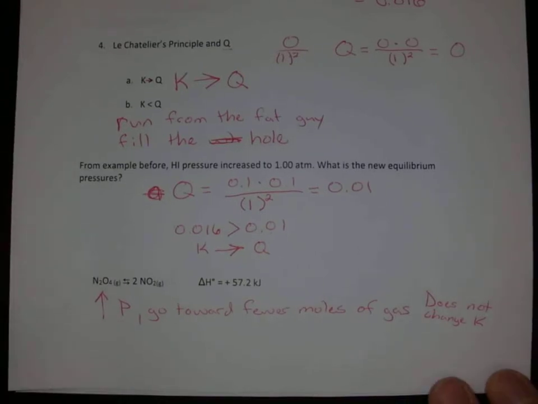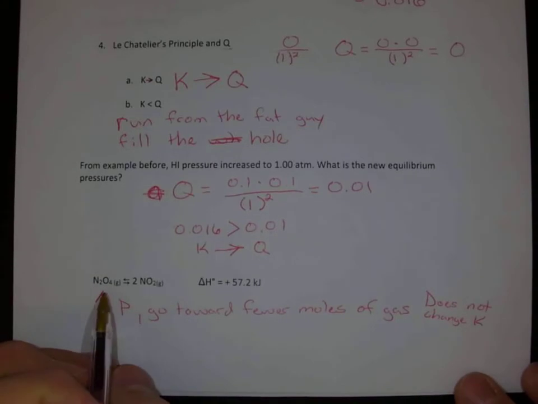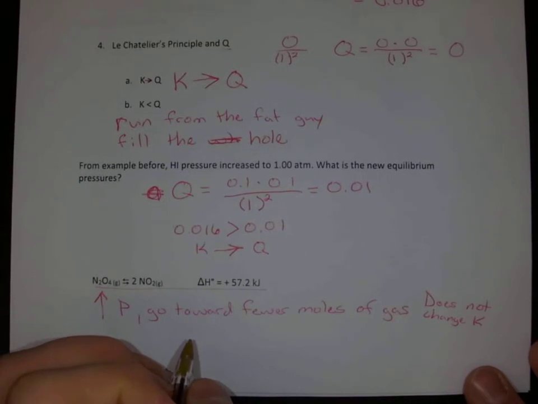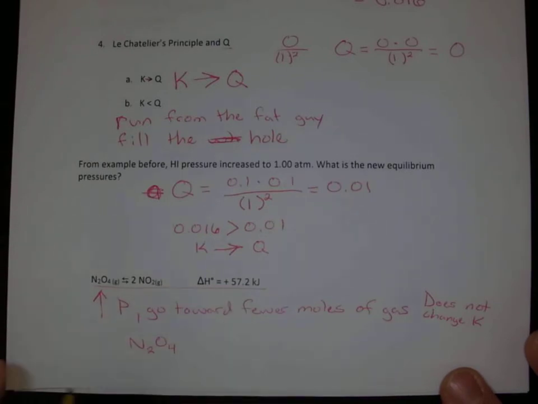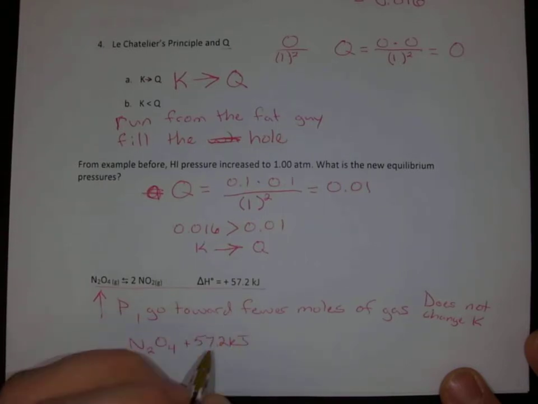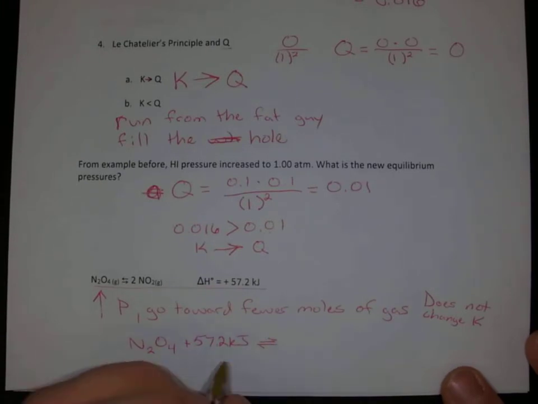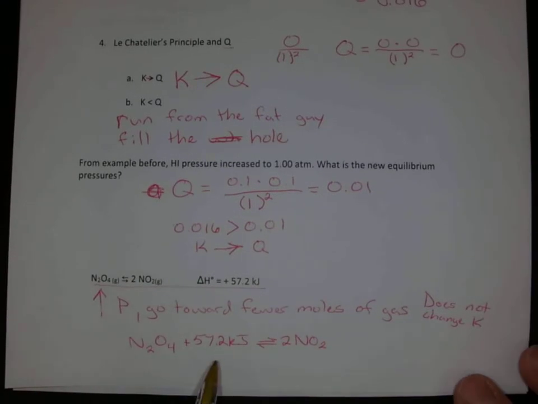The last thing that we can say is, what about heat? What if we increase the temperature or decrease the temperature? That is going to affect our K value, but it is also going to be the same idea where we need to run from the fat guy or fill the hole, okay? So here now, if this is our reaction, we can actually rewrite it as N2O4 plus 57.2 kilojoules. We're going to put that on the left side because we need to add 57.2 kilojoules of heat in this system. We've got our equilibrium forming 2 NO2. So now if we increase the temperature, this goes up, we've got a fat guy, we need to run from the fat guy, we are going to move towards the right.